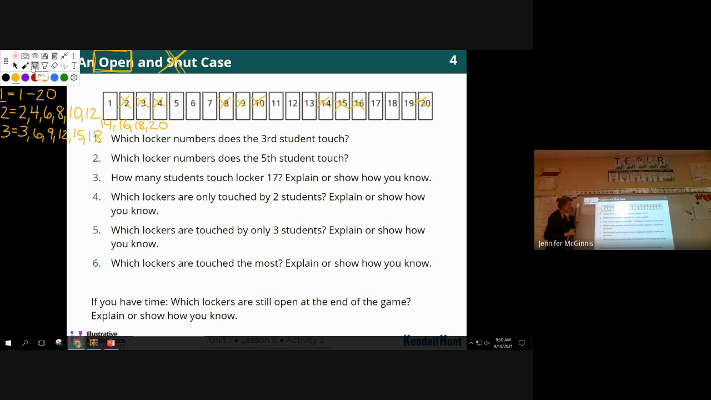Okay, who's next? Person number 4. He starts at 4 and he touches 4, 8, 12, 16, 20. So 4 is now open. 8 is now open. 16 is now open. 12 is now closed. We're going out of order a little bit, but that's okay. And 20 is now open.